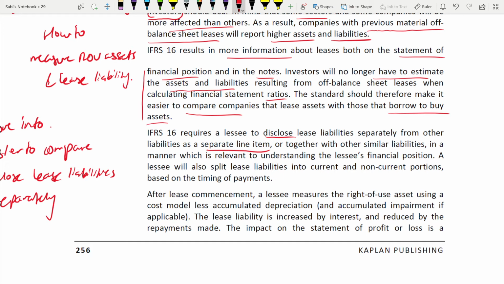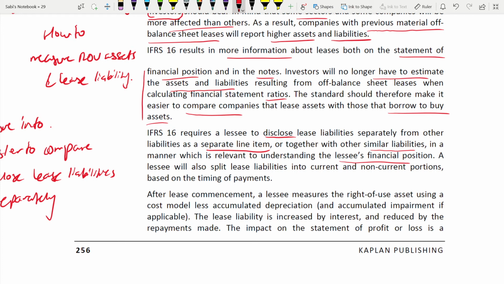Okay, but you can show it together with similar liabilities also, if you think that in that way the investor can understand the lessee's financial position. But if you have taken a significant amount of lease, it's better to show them separately. If the lease is not so much, then you can show it along with other similar items. If you think it's not so significant and it will not have a huge impact on the investor's decision, you can aggregate. But usually it is advisable that you show lease liability separately.